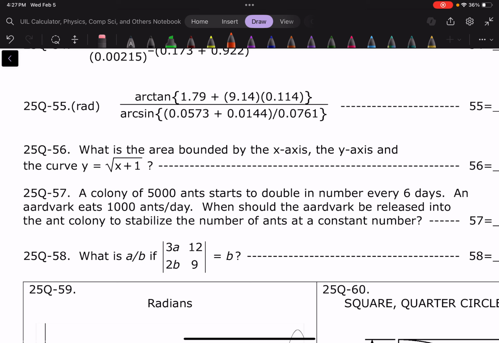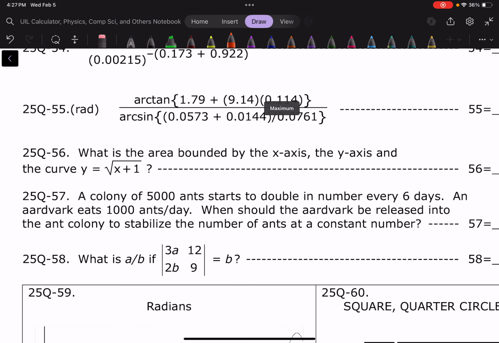So the idea here is if we try to visualize what this graph looks like, it's a square root function and it's going to be shifted over to the left by 1. So it's going to look something like this. So what we find out is at negative 1, y equals 0, and they want us to get the area between the x-axis and the y-axis. So they just want this area here.